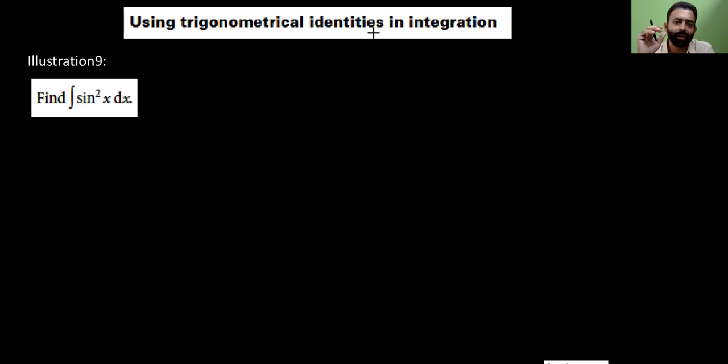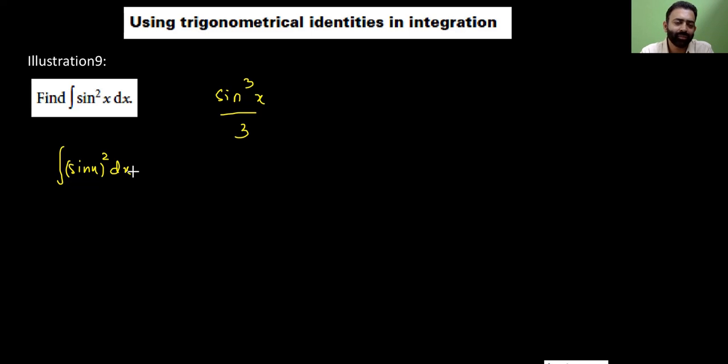Why am I saying this? Because if you are doing this integration of sine square x by writing this integral as sine x whole square dx, and using the formula that the integral of x raised to power n is x raised to power n plus 1 upon n plus 1, the answer would be sine cube x over 3, and this will be wrong.